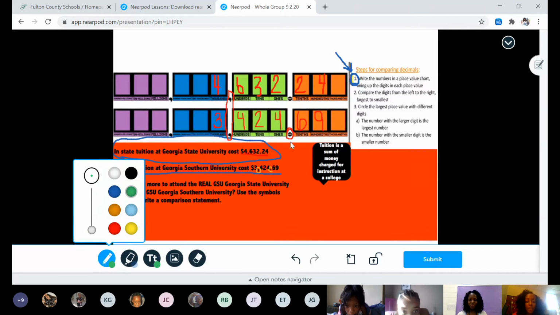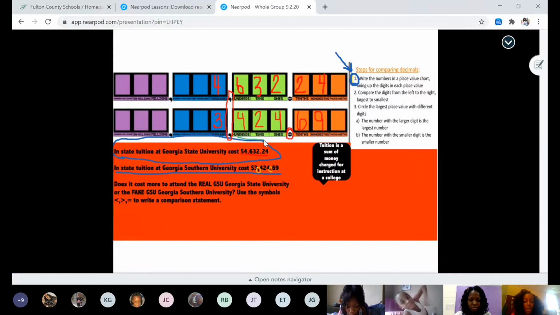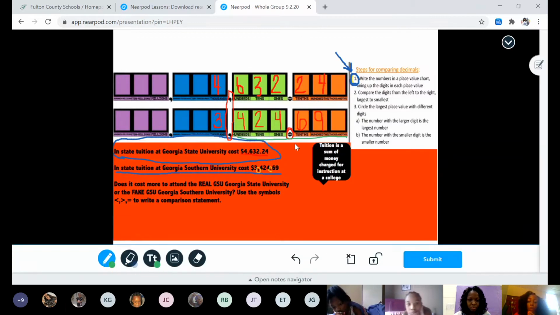And also, guys, you have to learn to look at your place value chart. Look, at the bottom, they have the words written for you. So as you're trying to read the number, make sure you're looking at your place value chart or thinking about each place. Next, so now we completed step 1. Remember, over here, step 1 was write the numbers in a place value chart, lining up the digits in each place. So we have our 4 in the thousands place, our 3 in the thousands place, and from there on, we lined up all the other digits in the correct place.